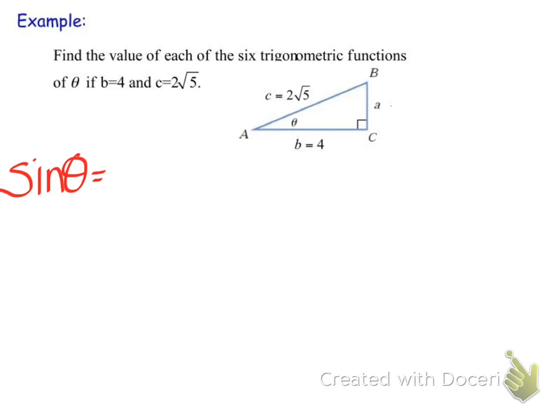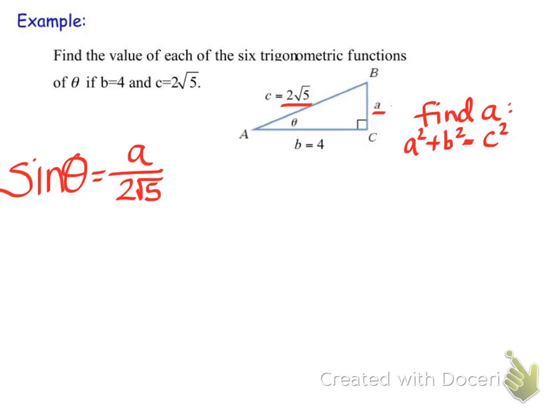Now let's just review real quick what this means. If we're finding the value of each of the six trigonometric functions of theta, we would simply look at sine of theta, and we would look at the triangle. We'd find the opposite over the hypotenuse. Notice that they didn't give us the a value, so let's go about finding the a value by using the Pythagorean theorem. We're going to do a squared plus b squared equals c squared. Remember, c is always your hypotenuse. So a squared plus 4 squared equals 2 square root of 5 squared, because that was the hypotenuse.